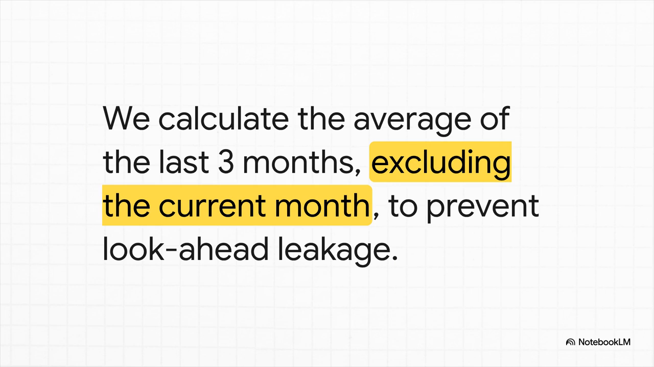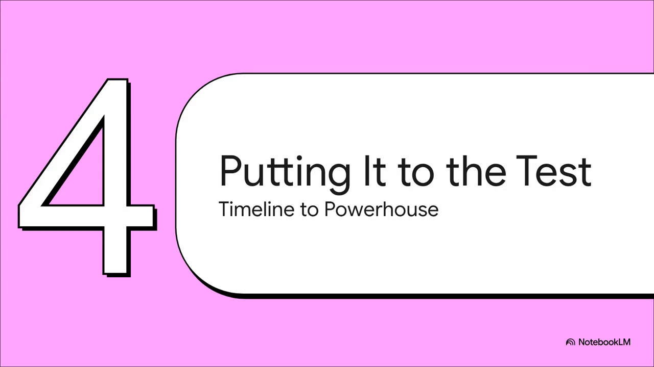Why? Because that would be like giving the model the answers to the test before it takes it. It's called look-ahead leakage, and it's a big no-no. We're forcing the model to make a real prediction. No cheating allowed. Okay, the prep work is done. We've taken our simple, one-dimensional timeline and transformed it into this rich, multi-dimensional data set full of clues.